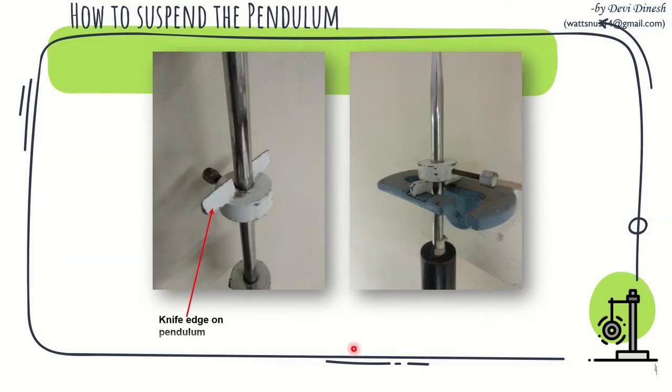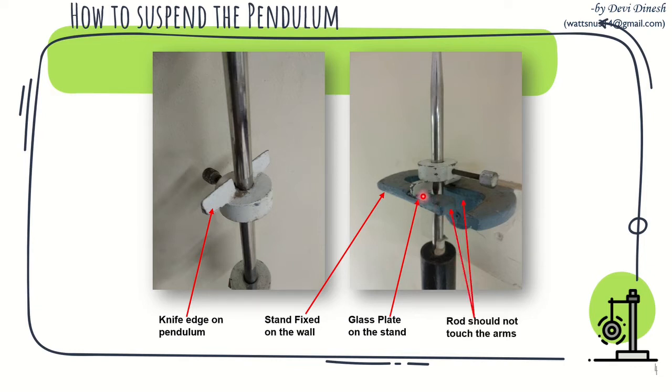Now, when you are using Kater's pendulum, there are certain things that you have to be very careful about. Whenever you are suspending a Kater's pendulum, you should be sure that the knife edge is resting on this glass plate. These are the arms of this support. At the same time, you have to be careful that this rod of Kater's pendulum is not touching these arms of my support. Okay, why are we being so concerned about all these things?